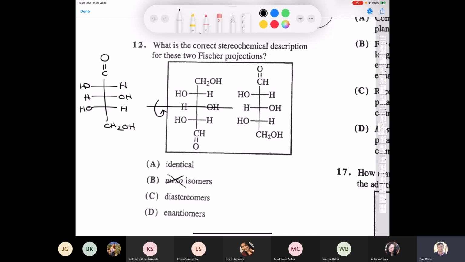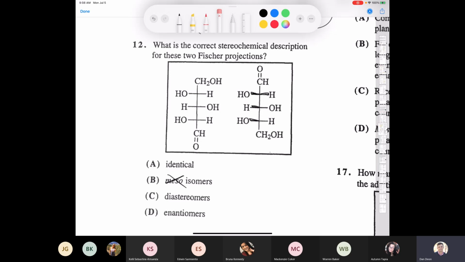But the problem with this is that the way this Fischer projection is drawn, and the other one too, these bonds are coming out towards you, right? All these bonds are coming out towards you. And so if you flip it 180 like this, then all these bonds are going back, and therefore, you can't compare them that way. So you can't flip the molecule that way. That's impossible. So we're going to erase all that.